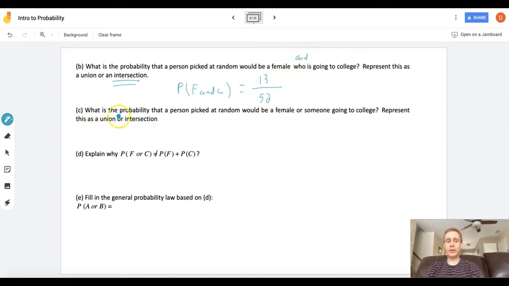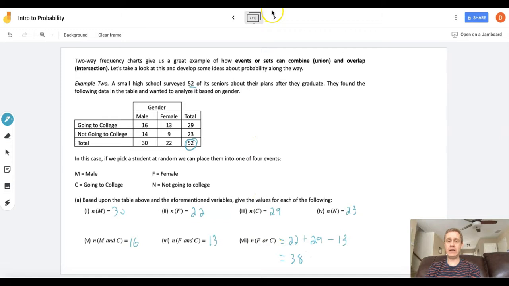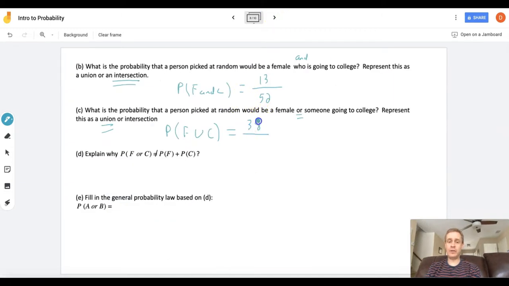Part C, what is the probability that a person picked at random would be a female or someone going to college? Represent this as a union or intersection. And I hope because of the word or here, you would agree that this would be a union. So this should be the probability of there being a female or someone going to college. And so for this, we would find the total number of students that are in the union of the sets, female or college. And we actually just did that. That is 38. And then we put that over the total number of seniors, which is 52.